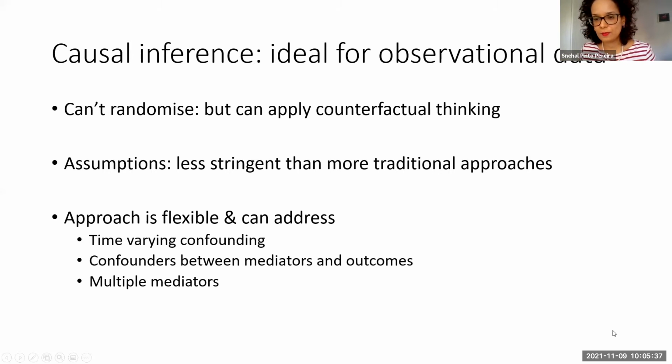And something that I don't think a lot of people appreciate about causal inference methods is that the assumptions that underlie causal inference methodology are much less stringent than the traditional statistical approaches that are being used. And I think that's really valuable, but underappreciated. And like I said at the beginning, these approaches are super flexible and they can address a multitude of complex situations that reflect the reality of real life. So they can deal with time-varying confounding, they can deal with confounders between mediators and outcomes, they can deal with multiple mediators. So they're super, super, super flexible.